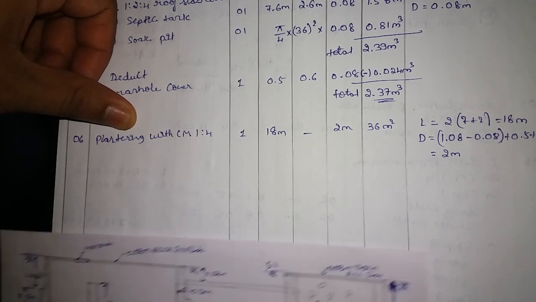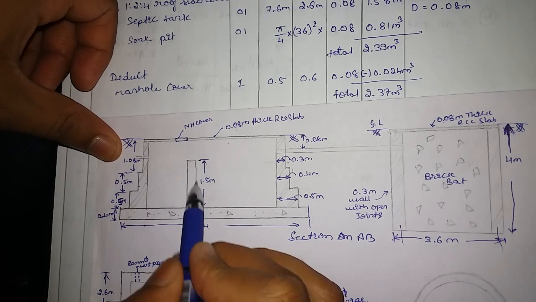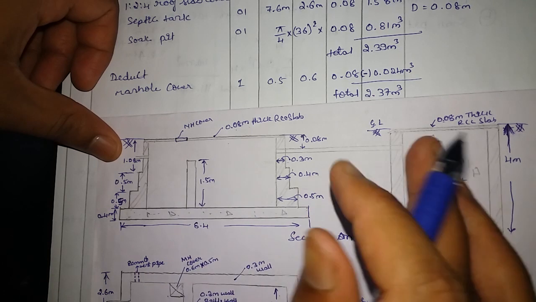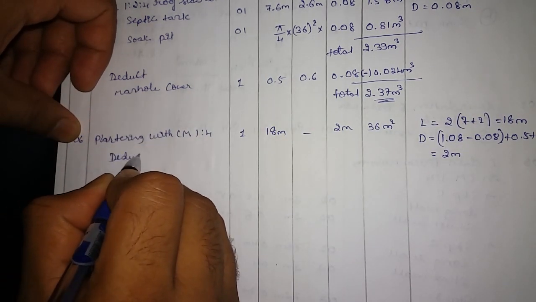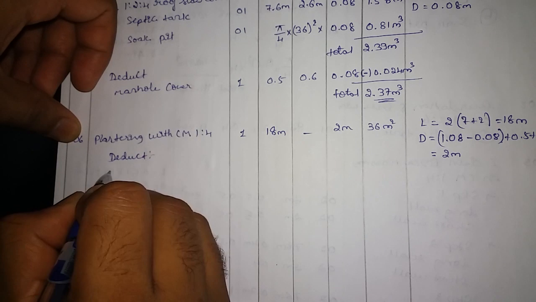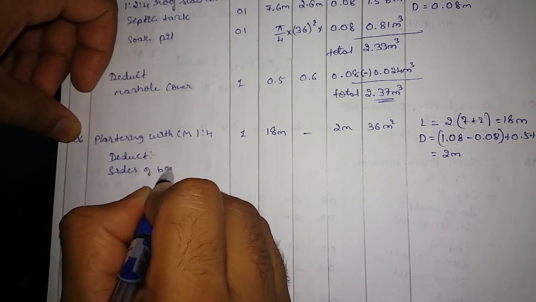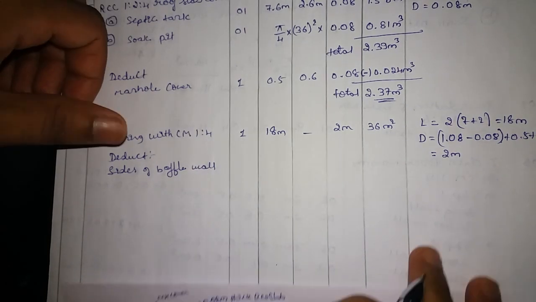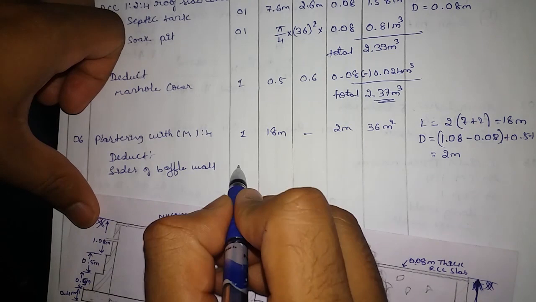So here again you can see in the diagram there is a baffle wall, right? So you need to go on reducing the sides of the baffle wall. So that reduction is required. In the deduction part we are taking the sides of the baffle wall, so that it should not be included in the total quantity. How many baffle walls are there? Two sides walls are there, one side and two sides. So that's why I'm taking here two.